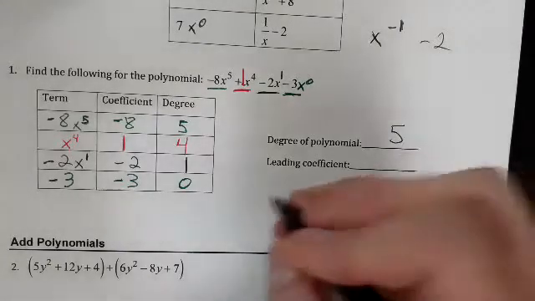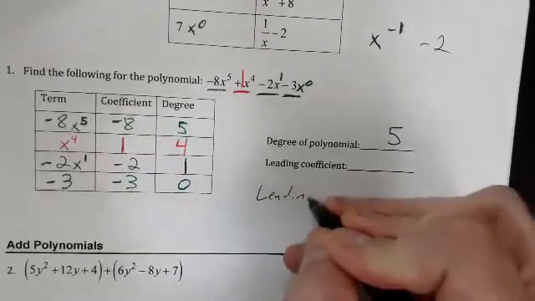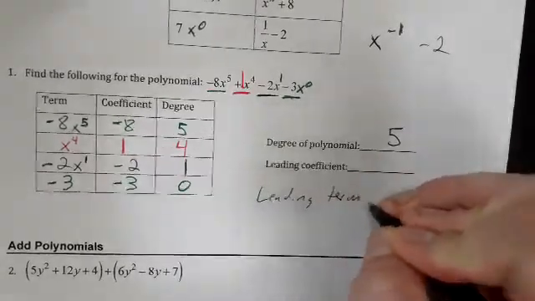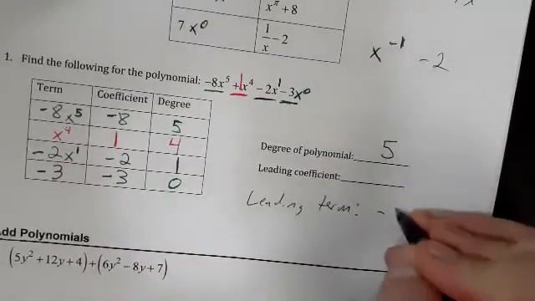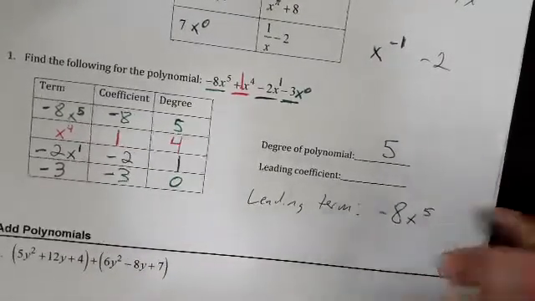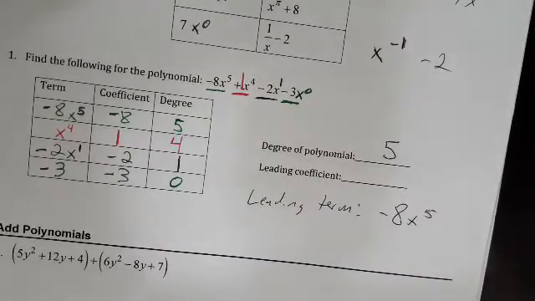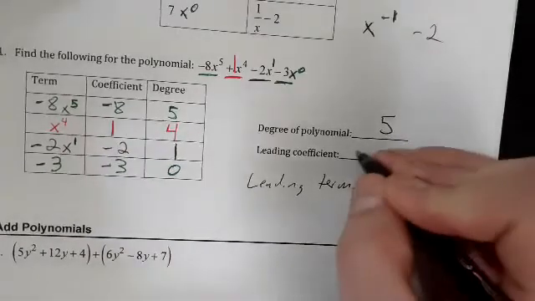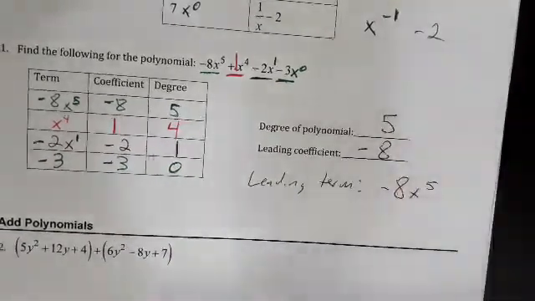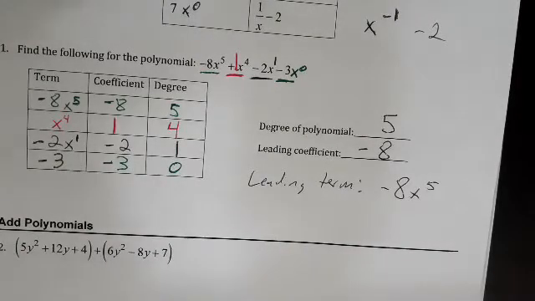They say leading coefficient. I want to talk about the leading term first. So if I want the leading term, that is the largest term. It is literally the leading term, the first term that you have written. So if I want to talk about the leading term, it's that minus 8x to the 5th. If I want the leading coefficient, it's literally the first number that's there, that minus 8.